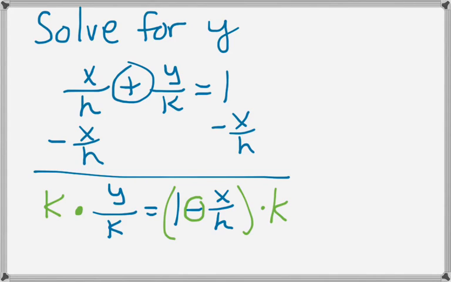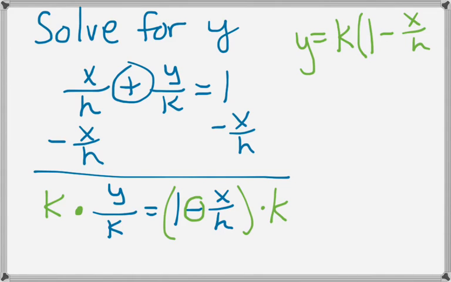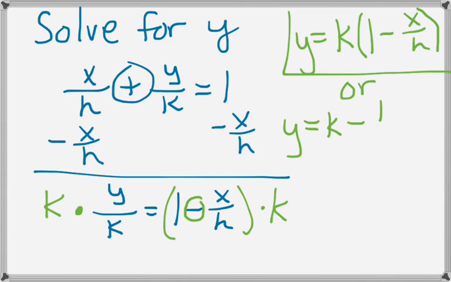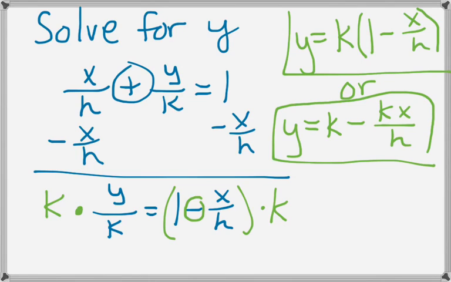So there are a couple ways we could write this formula. We could write it y equals just what we have on the right, k times the quantity 1 minus x over h. That would be one way to write it, or if you wanted to distribute the k, you could. And when you distribute it to that second term, it could be k times the fraction, or since it's k over 1, the k would be in the numerator.